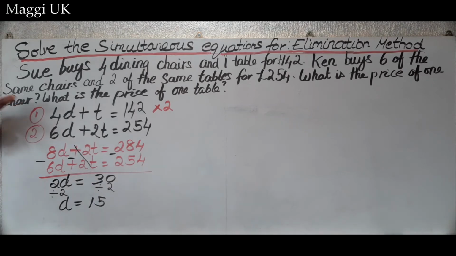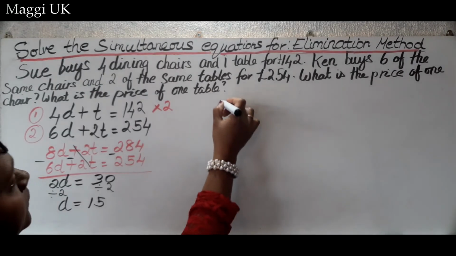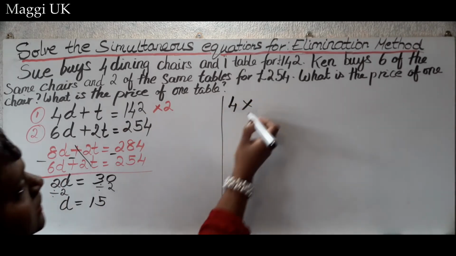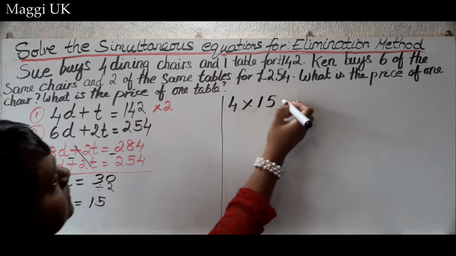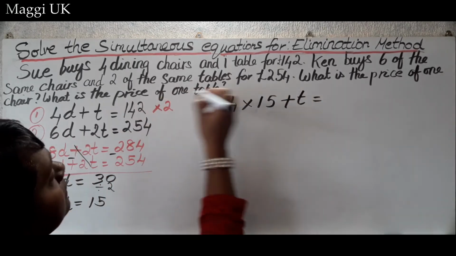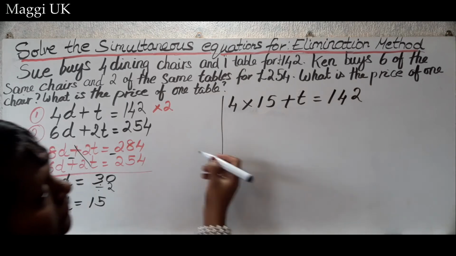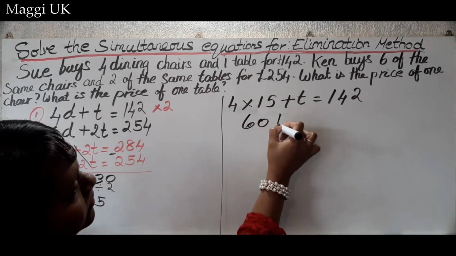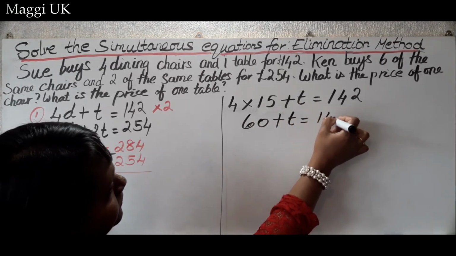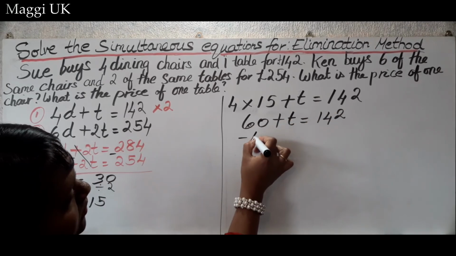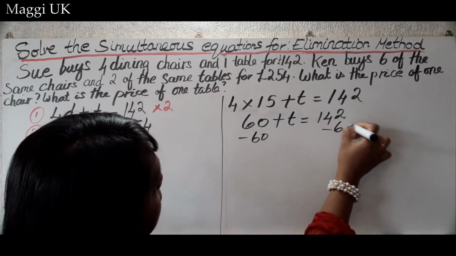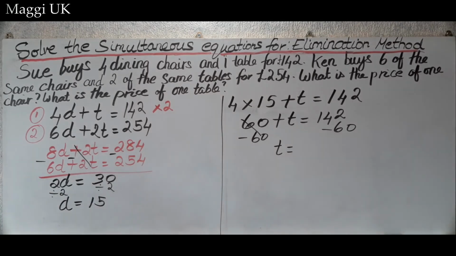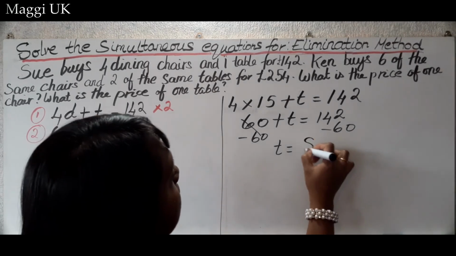We will substitute it in the first one because it looks easier. 4 times D is 4 times 15, which is 60, plus T equals 142. So you minus 60 from both sides, which gives you T equals 82. Okay, good.